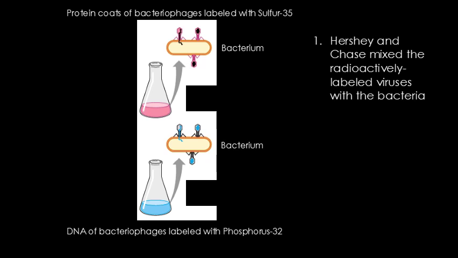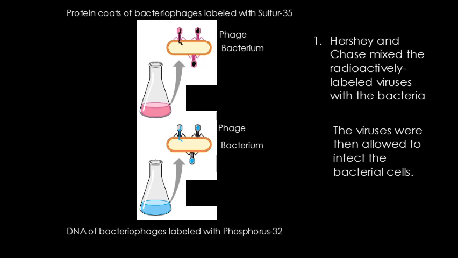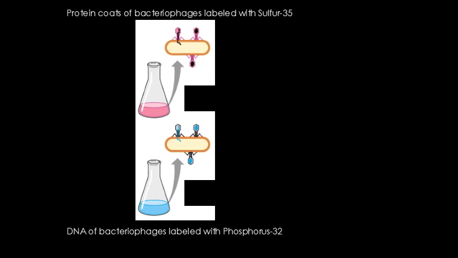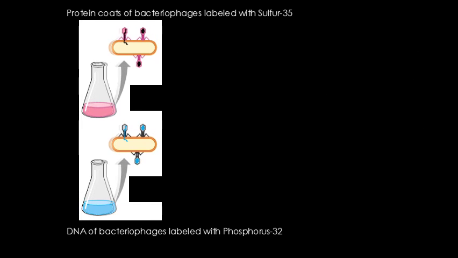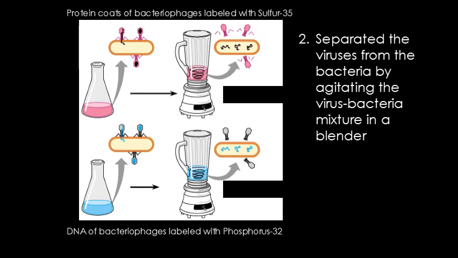So with the radio-labeled bacteriophages, what they then allowed to happen was the bacteria were placed into the same environment as the bacteriophages, and the phages were allowed to then infect the bacteria. Those infected bacteria were then spun in what was essentially a blender, and it forced the viruses to come off of the E. coli.